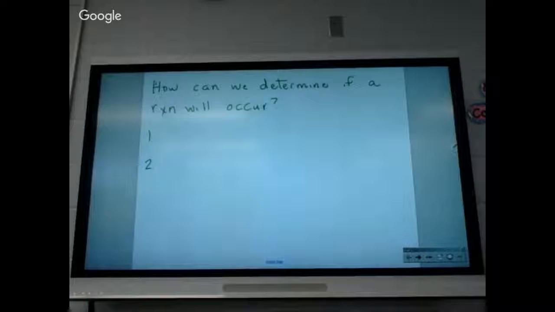All right. So how can we decide if a reaction will occur? There's two methods that we're going to talk about. One we already did this semester. So can anybody tell me the one method we already used this semester to decide if a reaction will or won't occur?